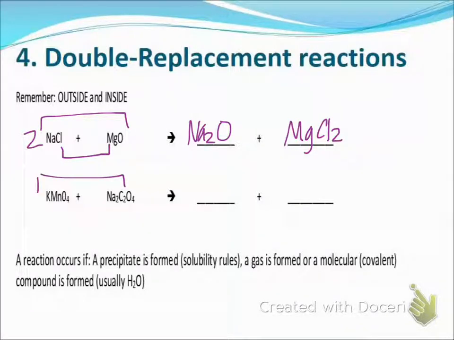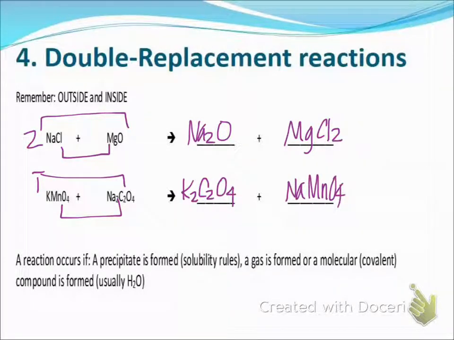Okay? So, same thing on the next one. Outside, inside go together. So I'm going to put together potassium and oxalate. So how would I put those two together? Okay, and then I would put together permanganate and sodium. So Na4. So I need to balance. So I put a 2 here and a 2 here, and it's balanced. Okay. So that's. I'm not saying if this reaction happens or not happens at this point. I just want you to see how we put them together.